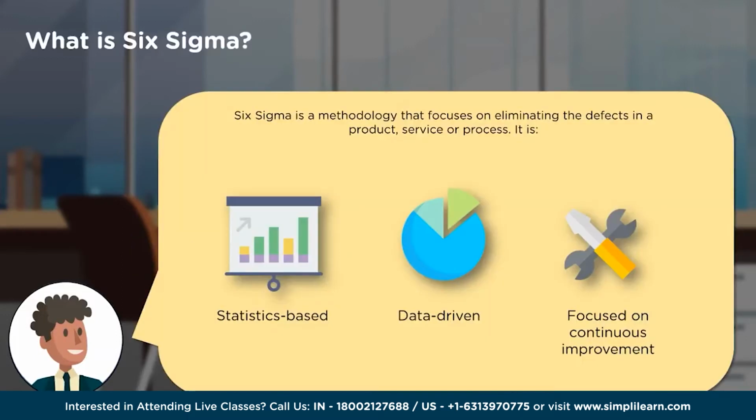The Six Sigma methodology makes sure to find as well as eliminate any sort of defect or variation that could be affecting your product, service, or process. Now this methodology is statistics based, data driven, and focused on continuous improvement. Now this means that there's no end goal in the horizon. There's always another goal to reach.